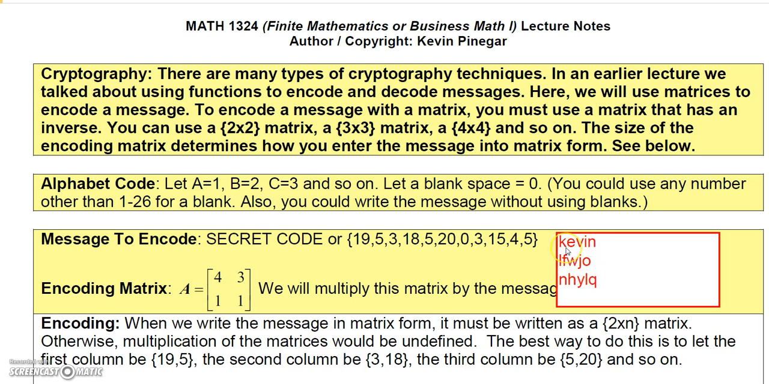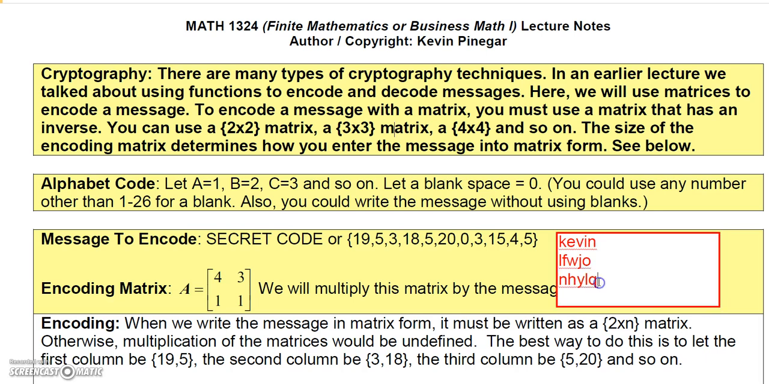Now, you don't have to move it one space. You could actually say, I'm going to move it 3 spaces or 5 spaces. For example, if you moved it 3 spaces, the K would become LMN, the E would become FGH, the V would become WXY, the I would become JKL, and the N would become OPQ.